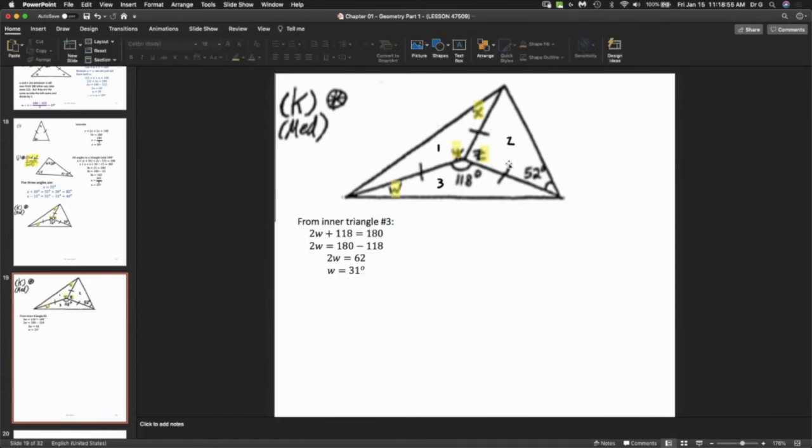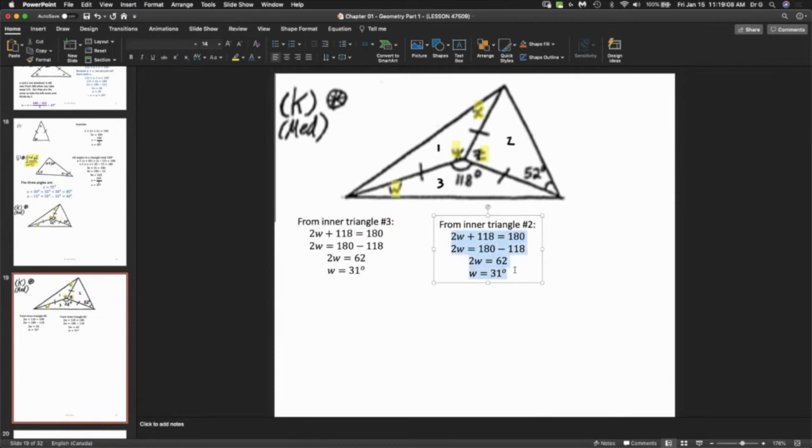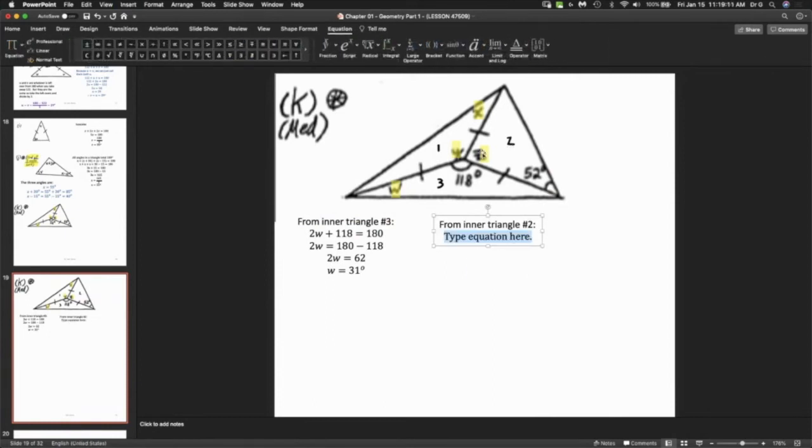From the inner triangle up here, number 2, we can get Z. So in this case, we have Z, 52, and can you see where my cursor is right here? What angle is right here where my mouse is? What is this angle here? It's not labeled on the triangle, but what do you think it is? It's a number. It's 52. Thank you.